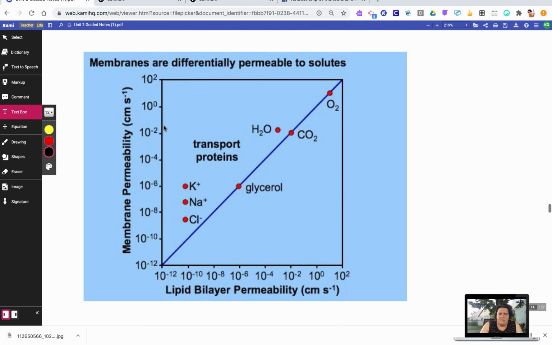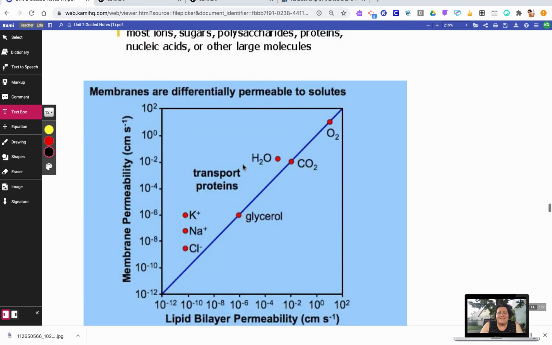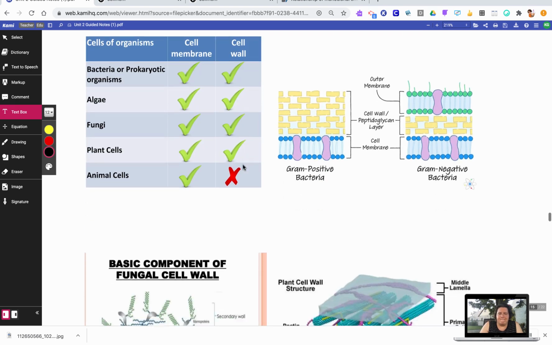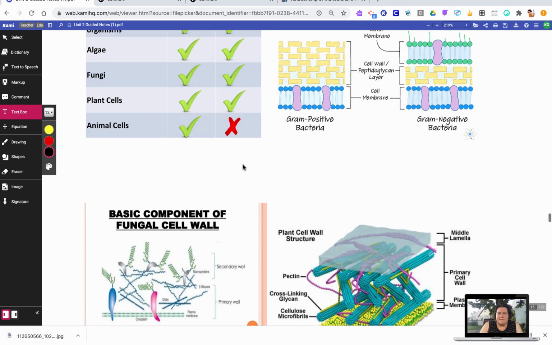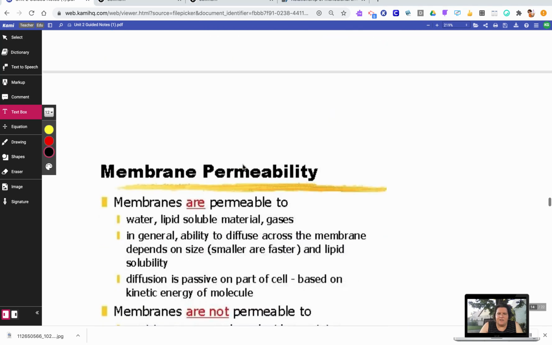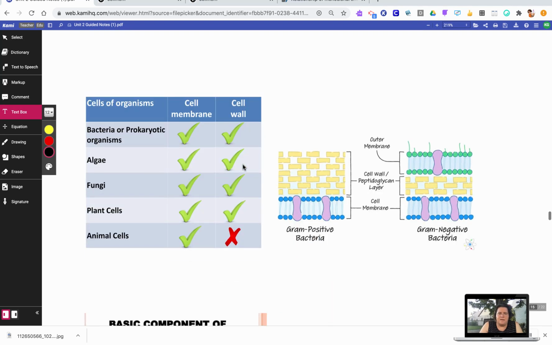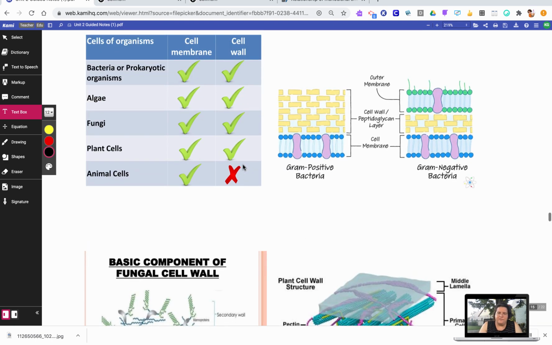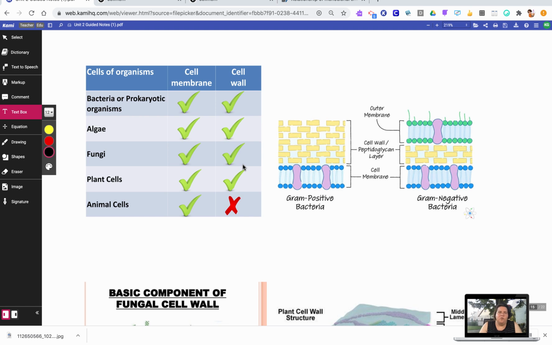Okay. That's kind of just showing us the same. This is basically the same, look at everything here. All right. And then the last thing on here is going to be talking about the cell wall. And I just want to talk a little bit about differences in cell wall between different organisms.